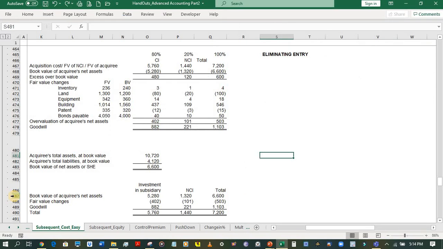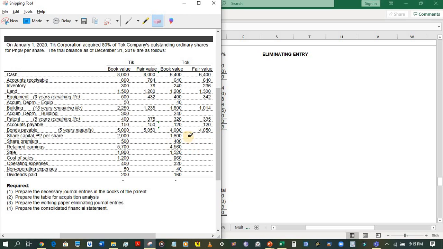Now let's start the eliminating entry first for the book value of the acquiree's net assets. When we say book value of the acquiree's net assets, what we mean here is the shareholders' equity of the acquiree as of the acquisition date. In the consolidated financial statement, the consolidated shareholders' equity that should appear includes only the shareholders' equity of the parent company, which means that the shareholders' equity of the acquiree does not appear, so we also need to eliminate the shareholders' equity of the subsidiary company. Looking at the problem, the acquiree has share capital, share premium, and retained earnings accounts included in the shareholders' equity. These are to be eliminated in the consolidated financial statements.